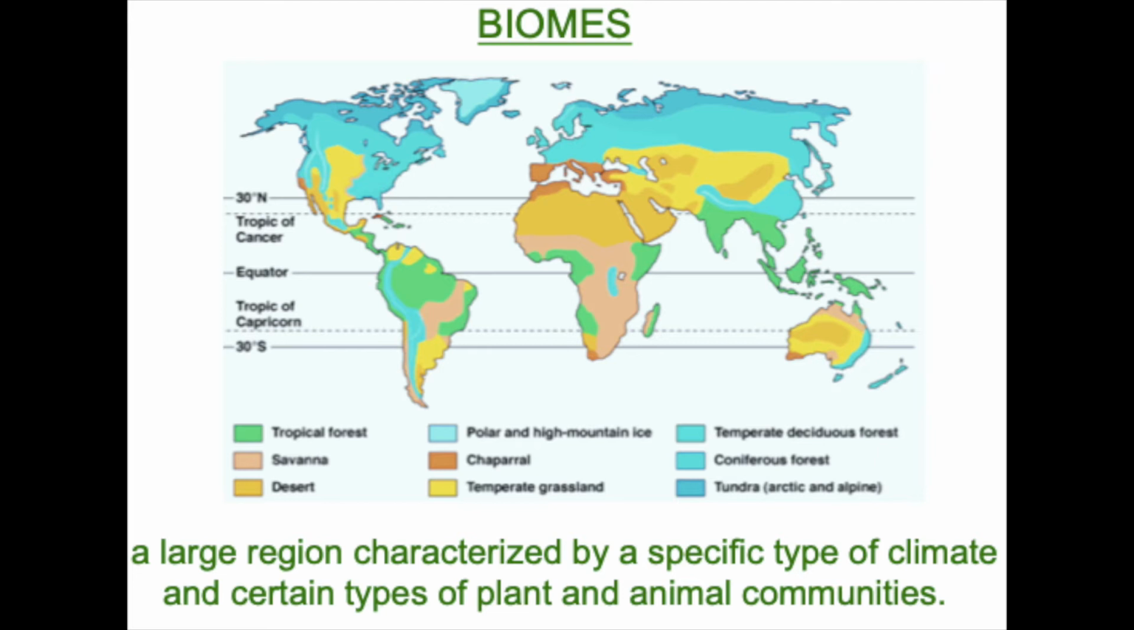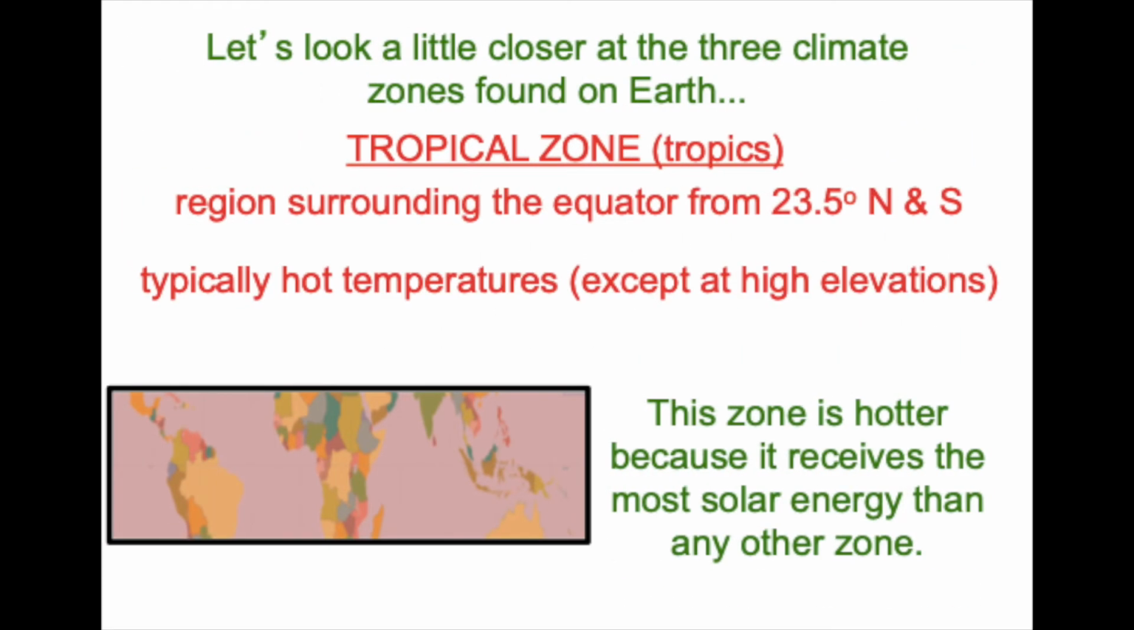They are a large region characterized by a specific type of climate and certain types of plants and animals that occupy these communities. Let's take a closer look. In fact, let's take a look at tropical zone climates.